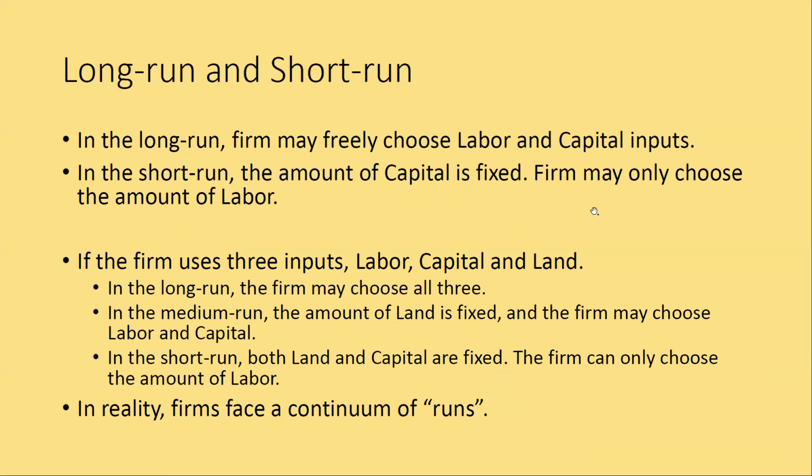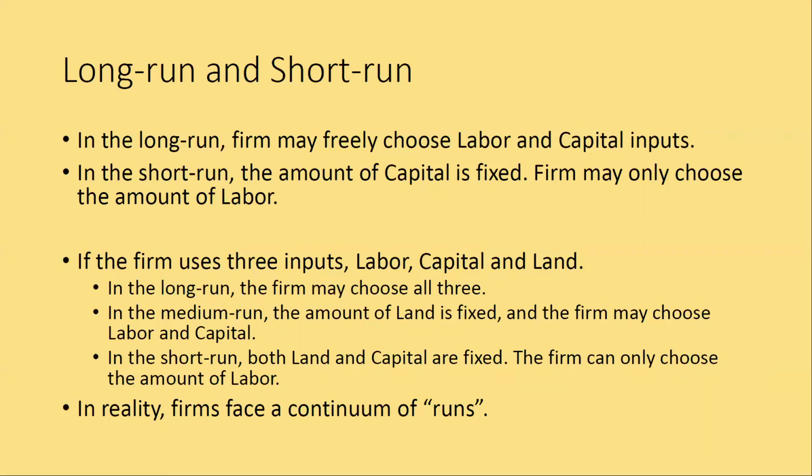And those are more realistic examples, but in our case, we want to focus on the simplified model of it. So we think that as we have been focusing on 2 inputs, labor and capital, in the long run, the firm can choose freely all of its inputs, and in our case, labor and capital. While in the short run, the firm is constrained in at least one of the inputs it uses. And we think that capital is less easy to adjust in the short run as compared to labor. So we would say that in the short run, the amount of capital the firm can use is fixed.